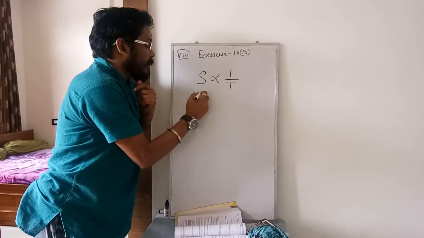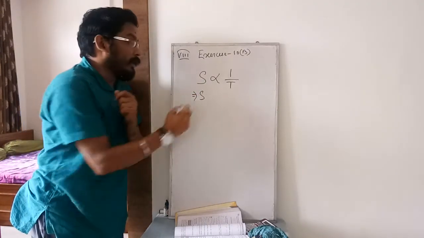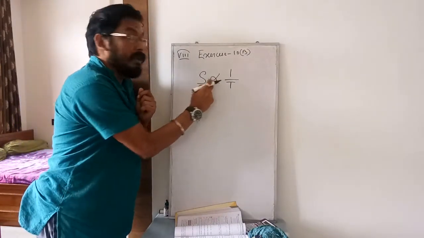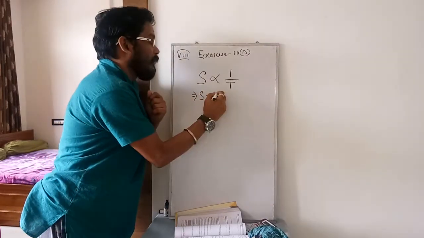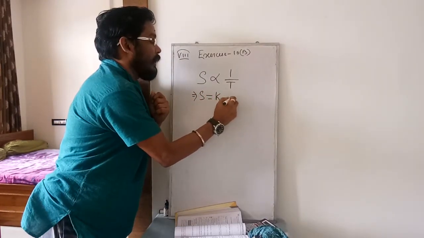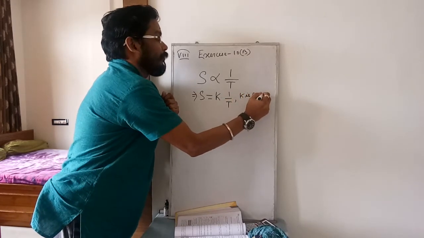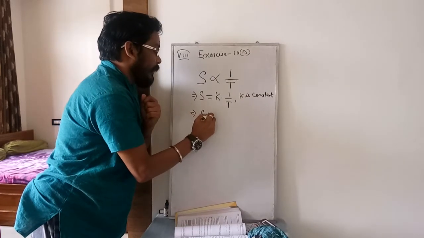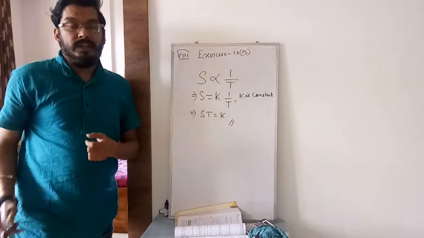In the previous class, I said if you replace the proportional sign by equal to, you have to give a constant. Here the constant used is k. You have to write k is constant. If you cross multiply it, st equals k. So this is all about inverse variation.